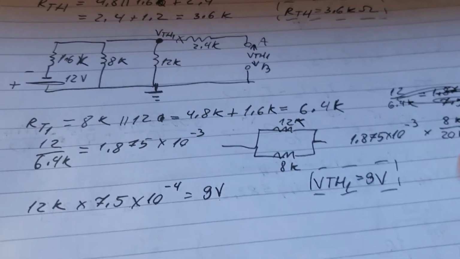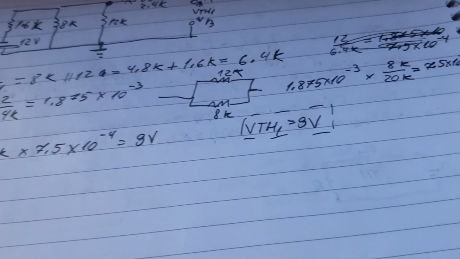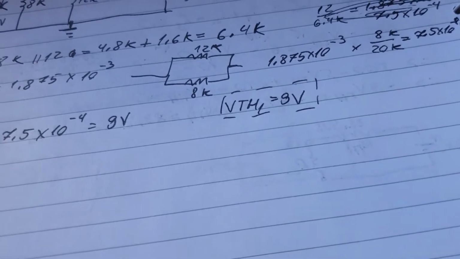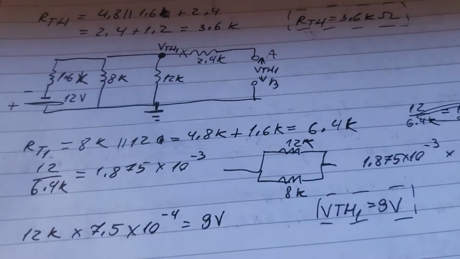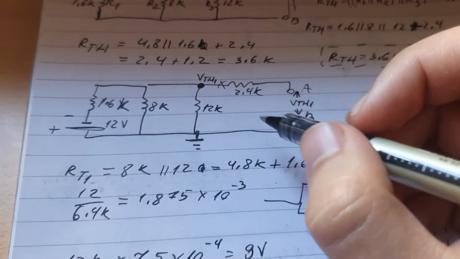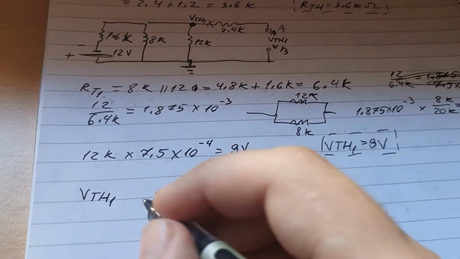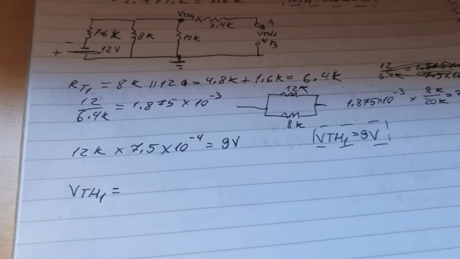This is one way to do it, but there's a simpler way that doesn't require as many calculations, which again is through nodes. So we use this node here, and we can simply do VTH1 equal with, wait a second.